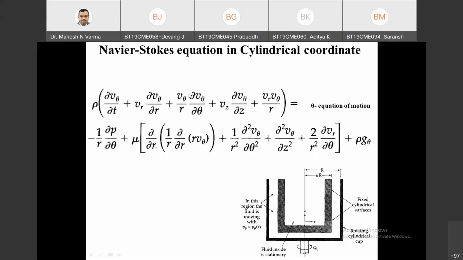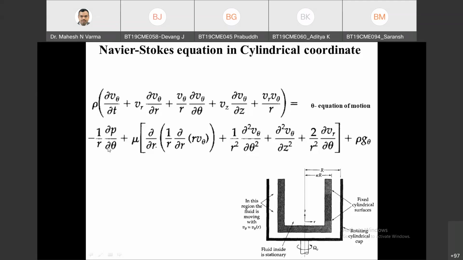You tell me why. Okay, sir. Del V theta by del theta will be 0 because V theta is only a function of r and not theta, because of symmetric flow. Very good. Vz will be 0 because end effects are neglected, and Vr is 0. So this is 0. Fifth term, everything is 0 here. Yes, sir.